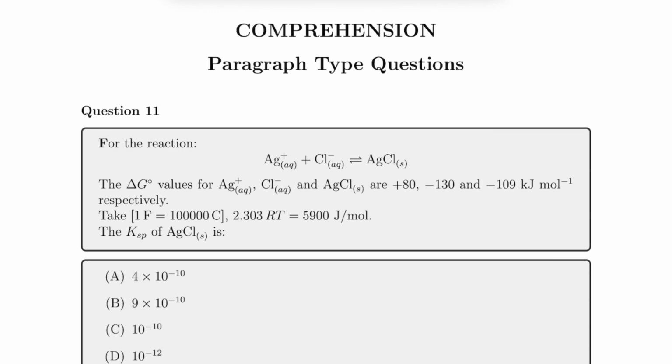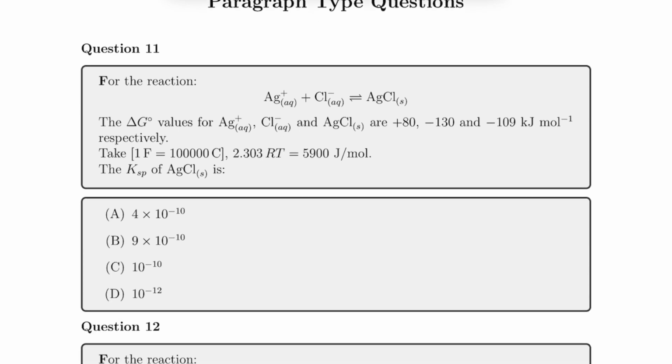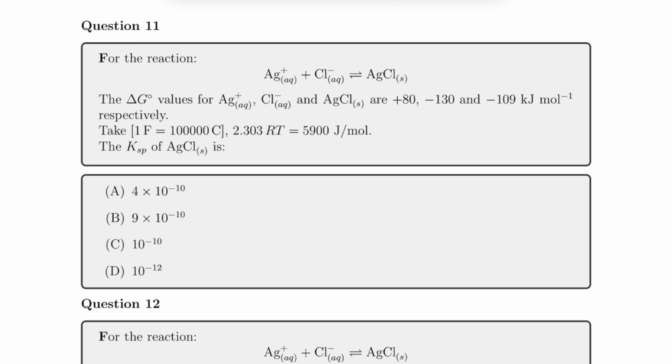Now comes the second pattern, which is of comprehension type. One paragraph is there, and accordingly you have to answer questions from that paragraph. So you have some values which is given, and some equation also which is given. You need to find the value of KSP, which comes out to be a very easy task for you to do, and that will be like 10 to the power minus 10 is the correct answer for this one.